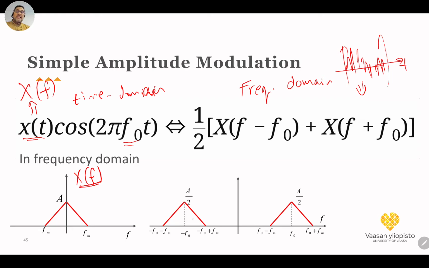Now after the multiplication of x of t by cosine, the frequency domain will be this one, but shifted to the right and to the left. So it will be shifted in this way, by the amount of the frequency f0, which is the same frequency as the cosine signal or the sine signal. Okay.